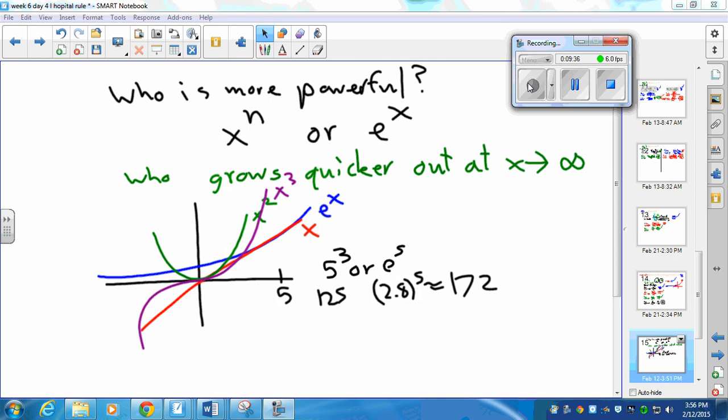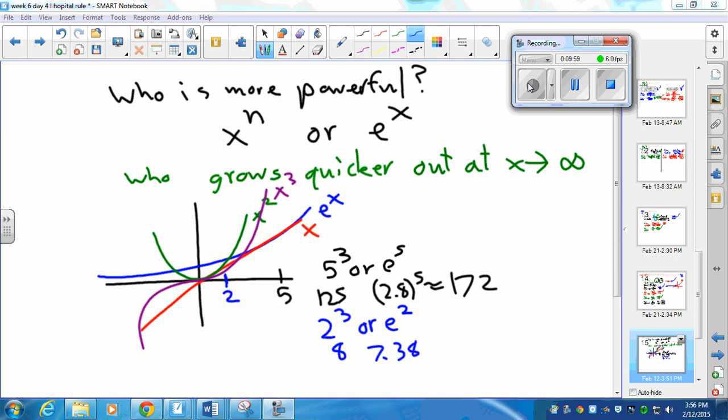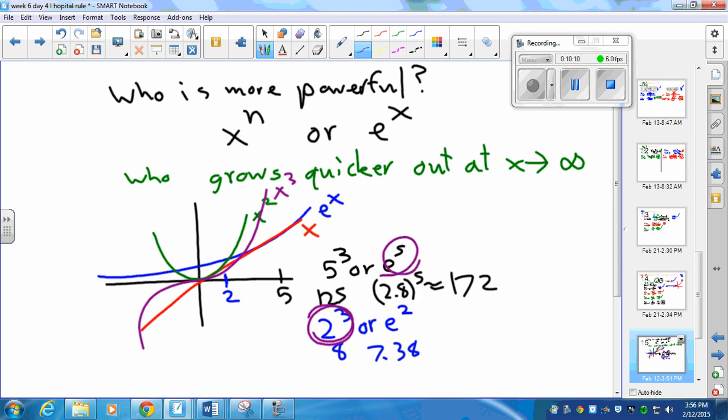But let's say I did something like maybe at 2, 2 cubed or e to the 2. So this is asking kind of back here, who's the winner? 2 cubed is 8 and e squared is 7 point whatever. So 8 versus 7.38. So do you notice here on this cubed part, the cube guy here is winning at 2, but then later at 5, the e guy is winning. So on the cube stuff, who's more powerful? It looks like the e guy, because in the end, he's going to go quicker.